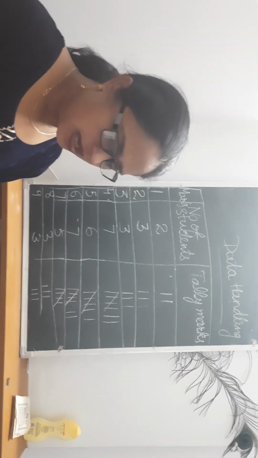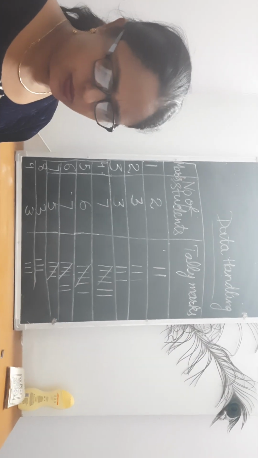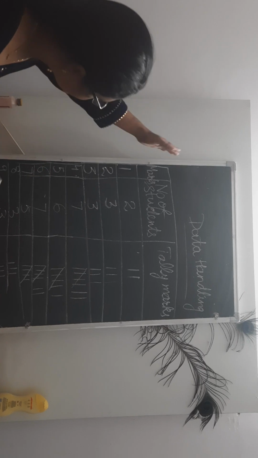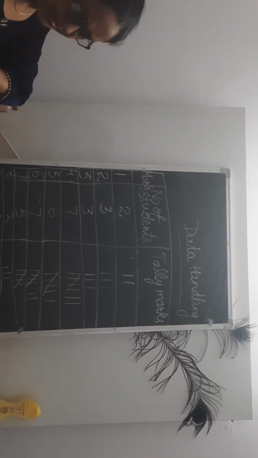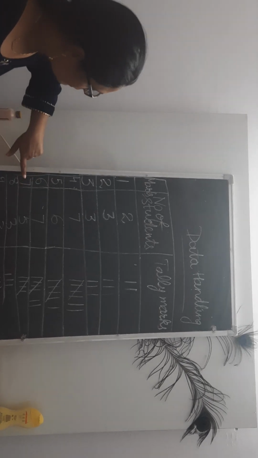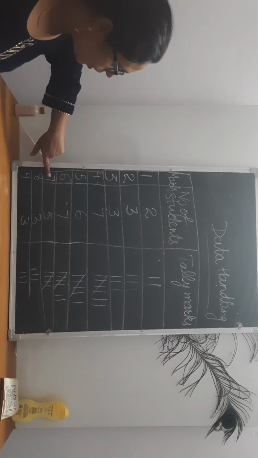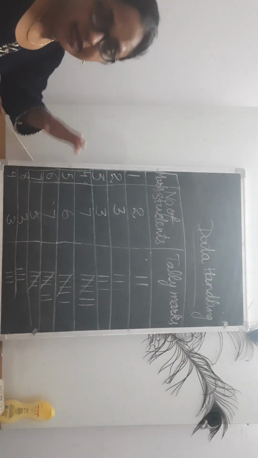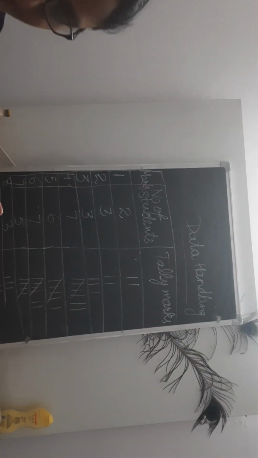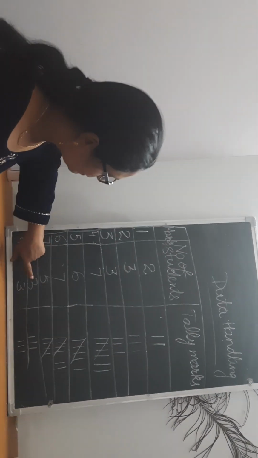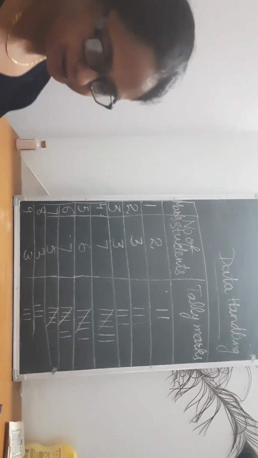Okay. Now further they have put some questions. How many students obtained marks equal to or more than 7? So these are the marks. Equal to 7 or greater than 7. We have to add them. 5 plus 3, 8. 8 plus 3, 11. So what would be the answer? 11. So 11 students obtained marks equal to or more than 7.